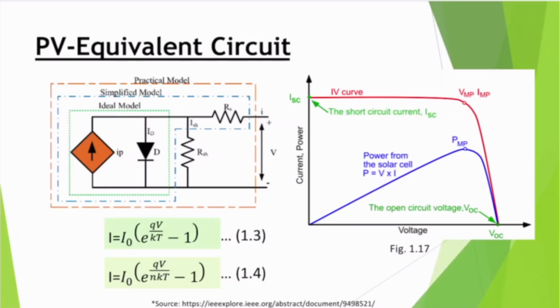Now, the current flowing into the network, the I, is given as I = I0 (e^(qV/kT) - 1), and it can also be represented as I = I0 (e^(qV/nkT) - 1). Equations 1.3 and 1.4 and the characteristics shown in figure 1.17 represent the mathematical equation in the form of a graph.